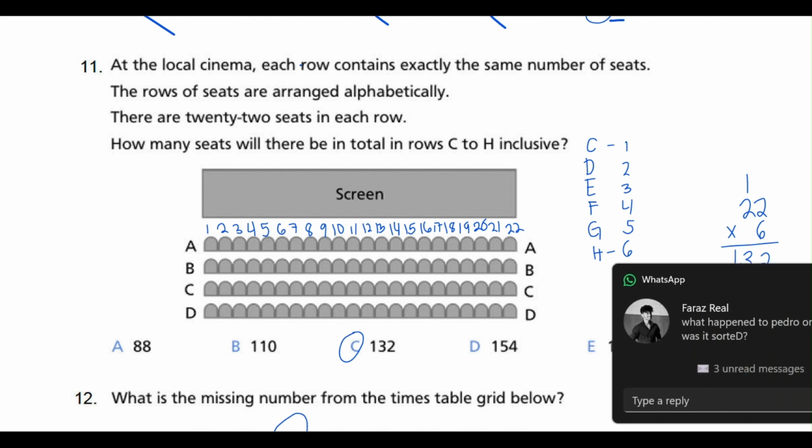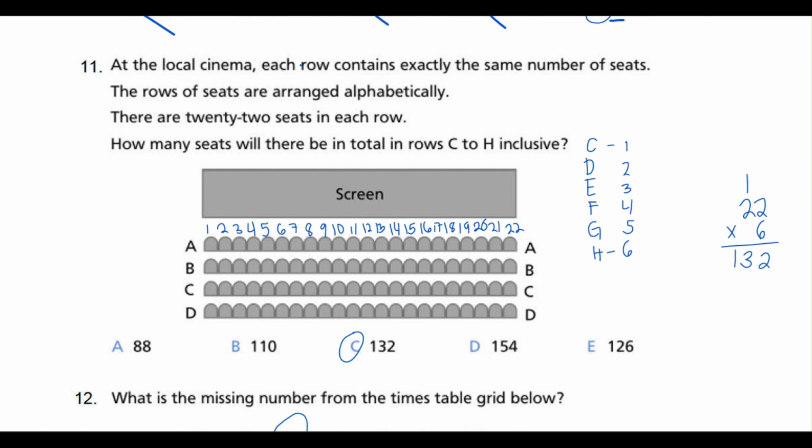Option B, which is 110, is a tricky one. It's there because some people might incorrectly calculate the number of rows as 5. They might subtract C3 from H8 and get 5, instead of counting C and H as part of the total. The other options are simply calculation errors. So how do we solve it?